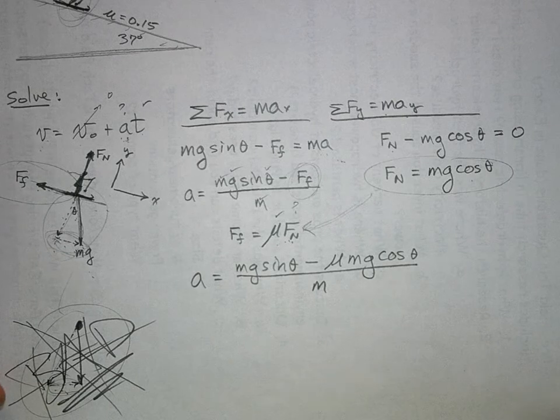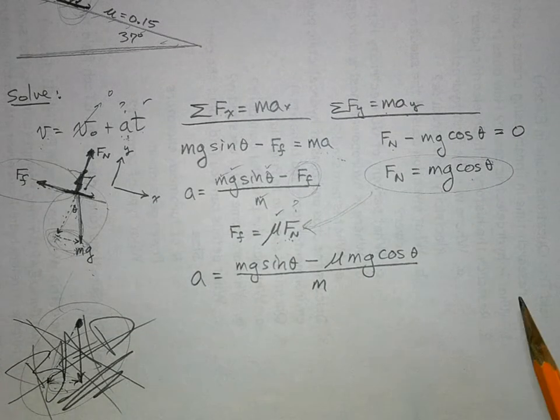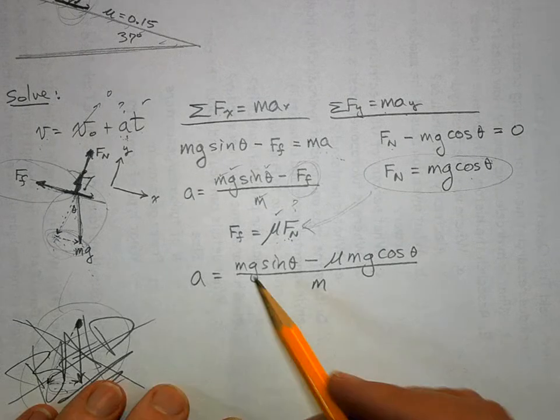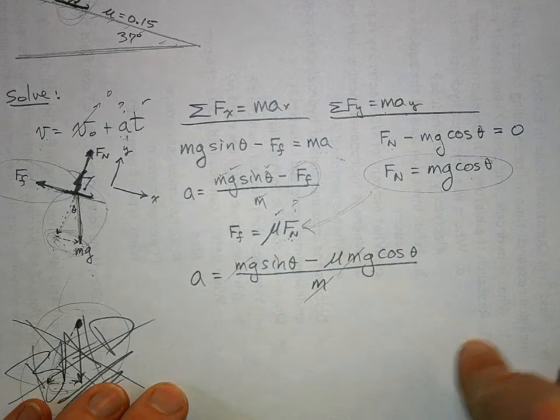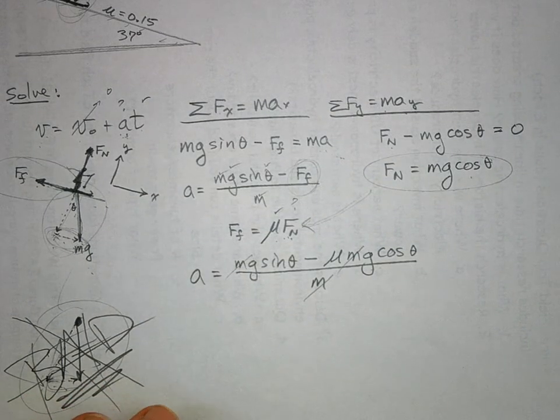Now let me take a look at this. Is there a factor in here that's in every term that will cancel out? Mass. Hey, they gave you the mass of the skier, but in this problem you don't need it. This is why if you're skiing with a little kid, you and the little kid are going to accelerate pretty much equally down the slope. There might be air resistance, but we're not going to worry about that.